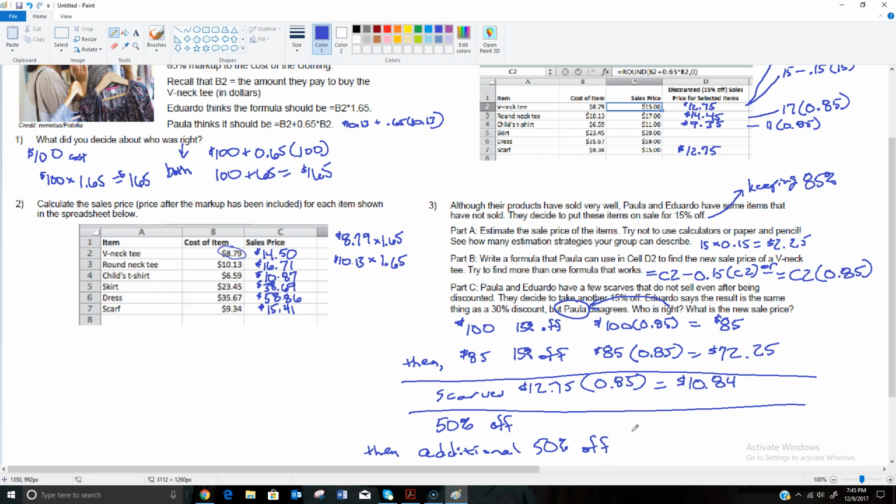Say we won't do $100 this time, we'll do something easy to work with. Say we started with $40. If you were at 50% off, then that would be $20. And then if it says take an additional 50%, that means take that amount and cut it in half. So now we're at $10. If you just keep taking 50% off, it'll get less and less, but it's never actually going to get all the way down to zero because you're going to take whatever you have and cut it in half.